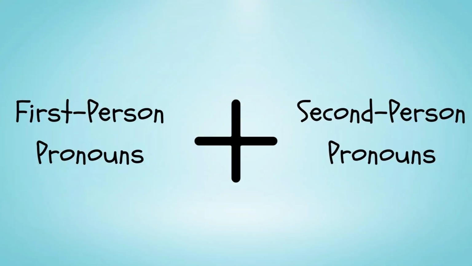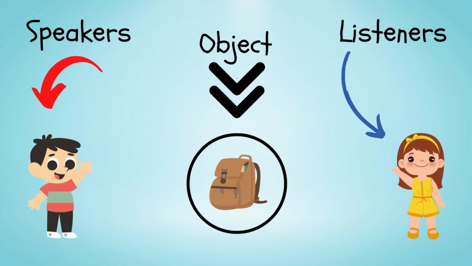We know you've already learned about first-person and second-person pronouns. If you haven't learned it yet, check the above video. Take a look at this cute boy and girl. And we will use a bag as an object for this example. In the scenario, the speaker is a boy that stands on the left. And the listener is the girl on the right.